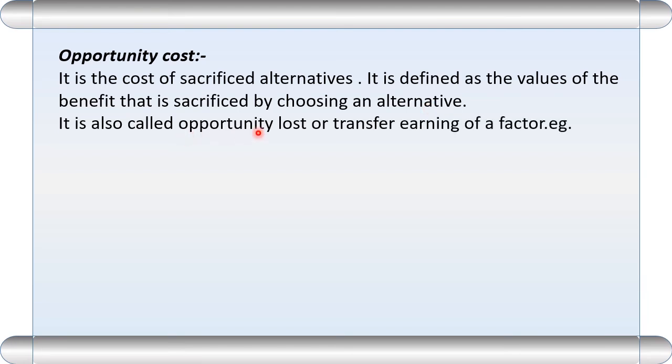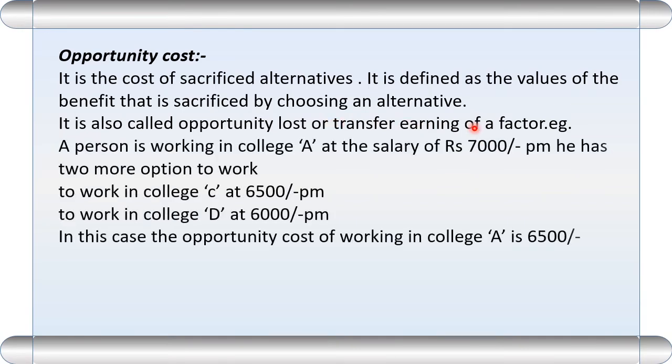It is also called the opportunity lost. Why? Because we have availed one opportunity and at the same time we have lost the other opportunity. It is also called transfer earning to a factor. Try to explain it with an example.